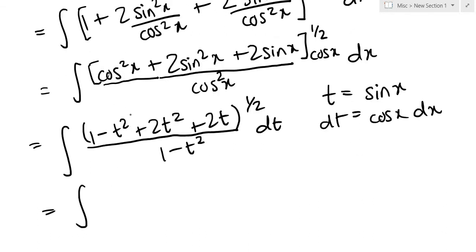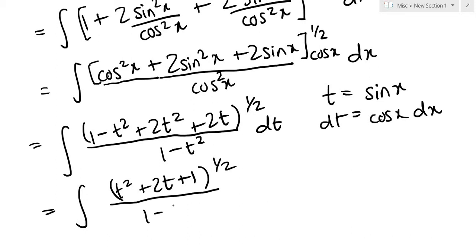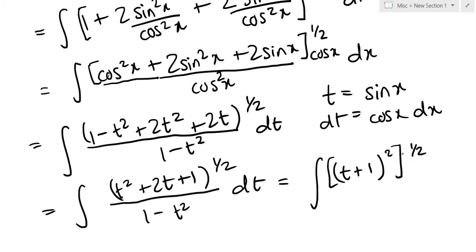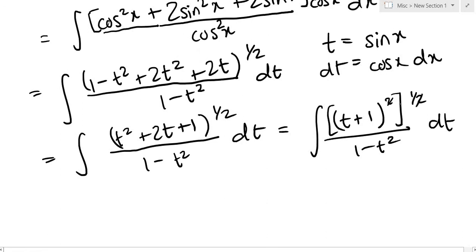Now I'll just clean the numerator a bit. So I have t squared plus 2t plus 1, everything raised to the 1/2 power, but divided by 1 minus t squared dt. Now you might realize this is but t plus 1 the whole squared, but it's still raised to the 1/2 power, and the great part is these are going to cancel out in the next step. Well, yes, the powers indeed cancel out. And then we just have the integral of t plus 1 over 1 minus t squared dt.